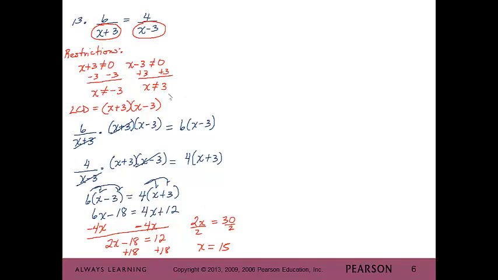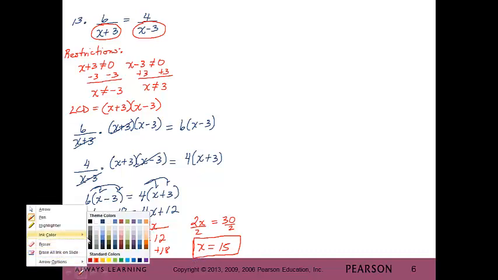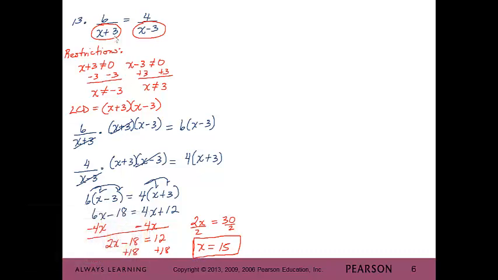15 was not part of our list of restrictions, therefore the solution is x equals 15. And again, you can check it by plugging it back into the original equation, and you'll see that the left side equals the right side.